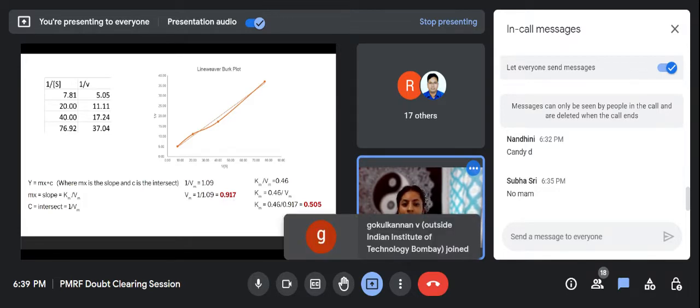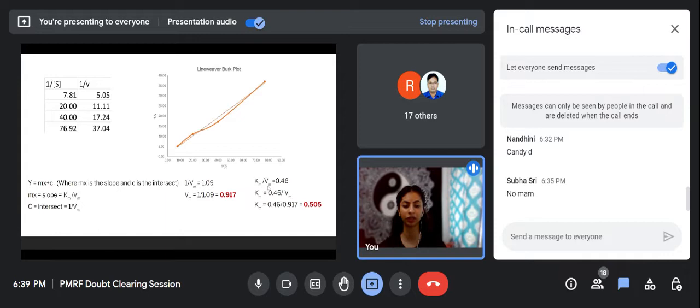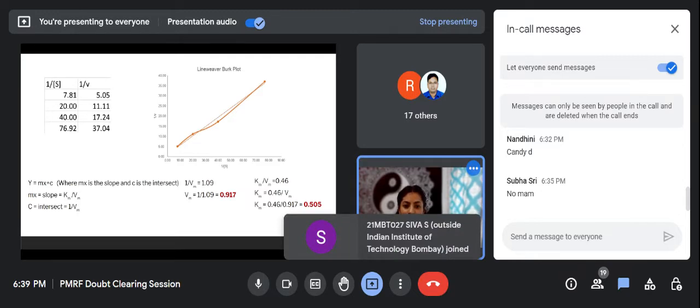That is the calculation that I am getting, all right? And you know that the slope is equal to Km by Vm, and from the equation that I got, it is equal to 0.46. Since we have found Vm, which is 0.917, you rearrange the equation and divide 0.46 by 0.917, and you get a value of 0.505, which is what I got. Depending on the software that you use to get this graph, the y equals mx plus c formula that you get could be slightly different, so there might be differences in your answer.